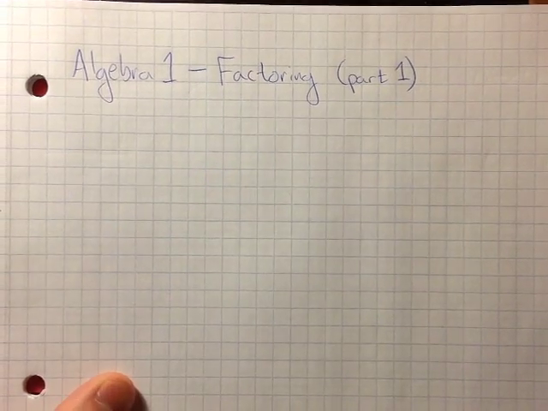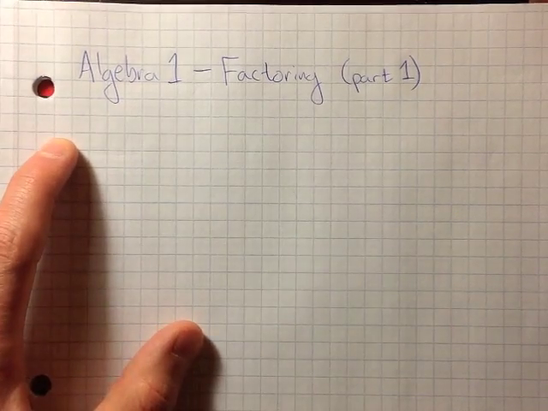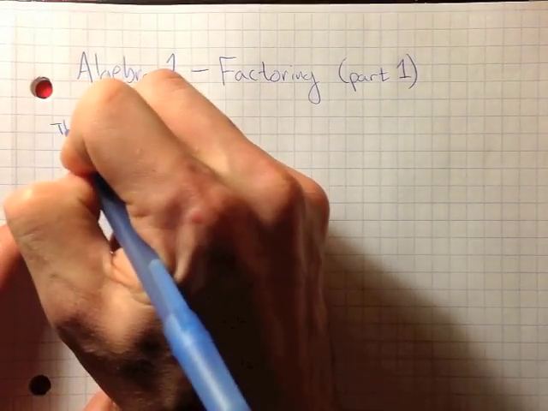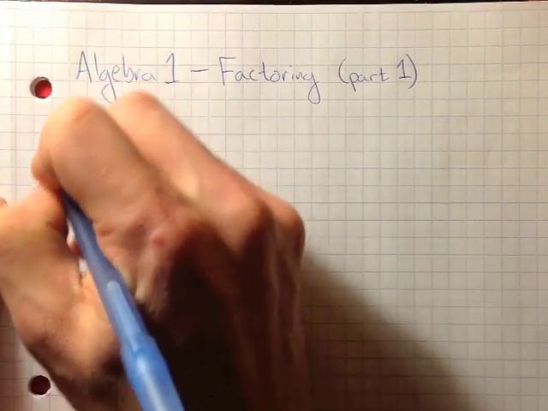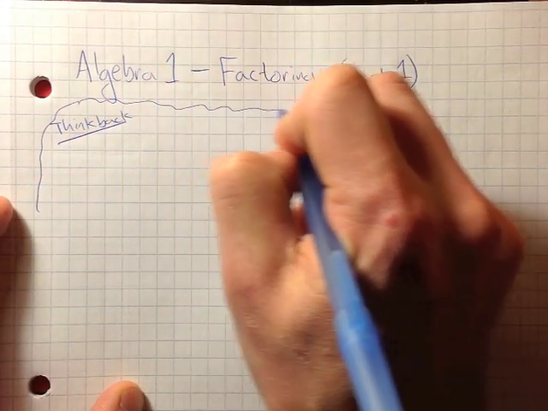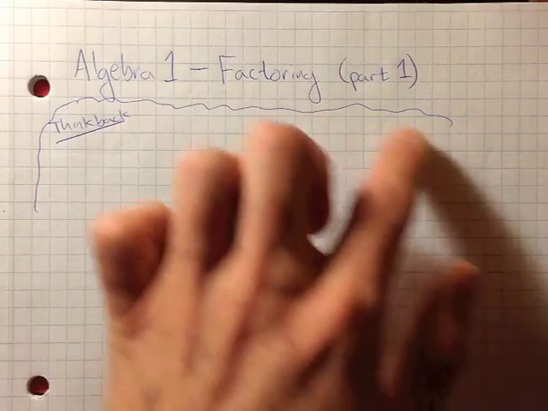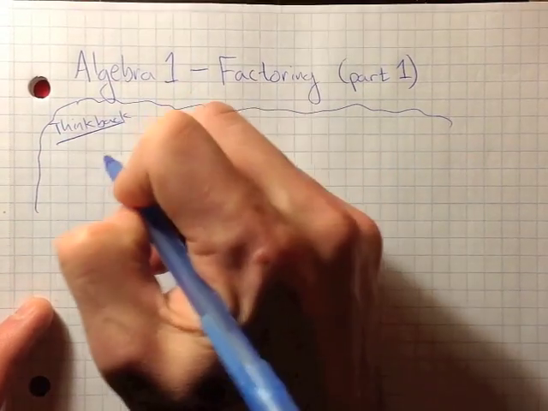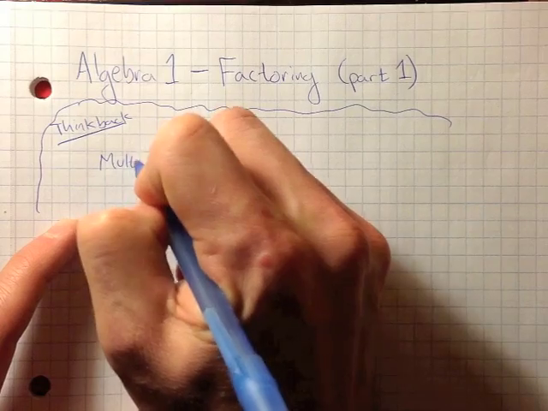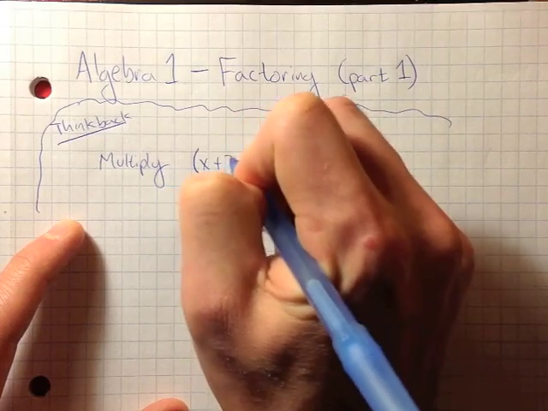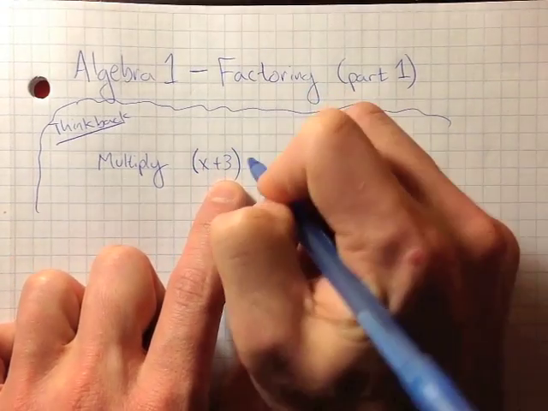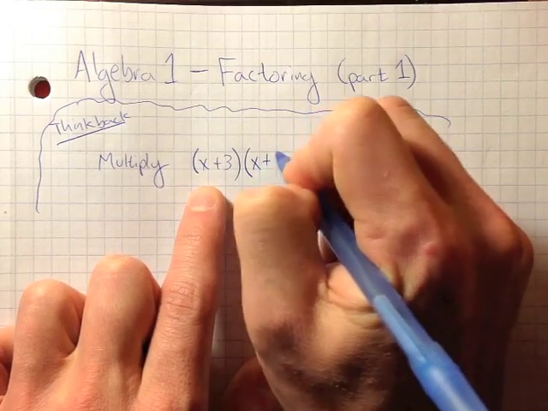thoroughly. So first of all, I want you to think back. So this is going to be a think back. Okay, so we'll put this in like a little thought bubble up here. We'll see how much size we need on this thought bubble. If I asked you to multiply, let's say x plus 3, a binomial, times x plus 7.